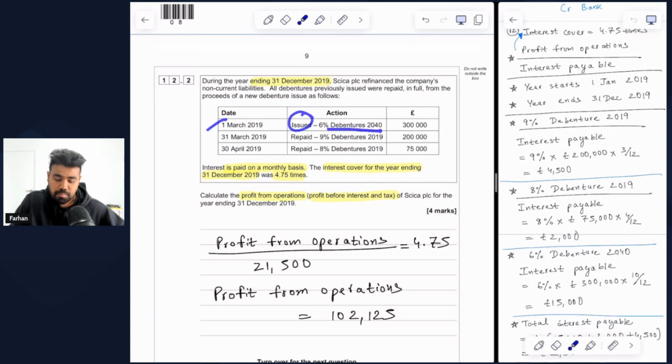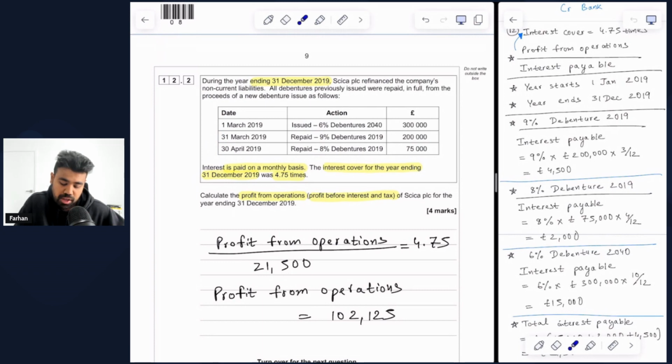In other words, it means the company took new loans and the interest on that loan was 6%, and the loan is to be repaid in 2040, and the amount of the loan or the amount that the company has borrowed is £300,000. We also know that the other two debentures, which are the 9% debentures and the 8% debentures, have been repaid in 2019 on two different dates, which are 31 March 2019 and 30 April 2019.